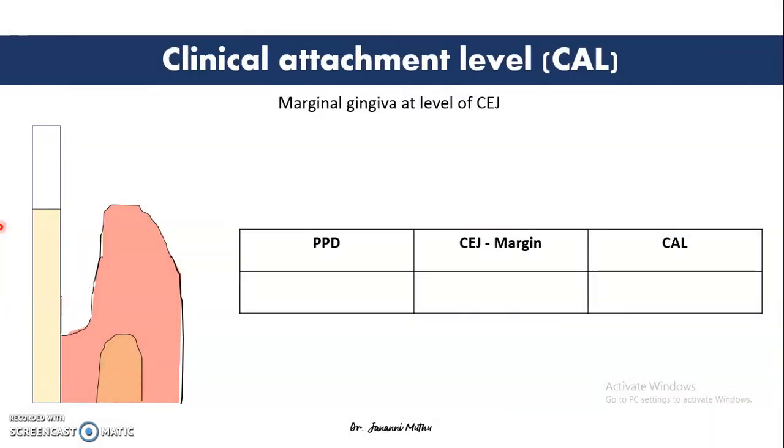Moving on to the 3rd scenario, if the CEJ is at the level of gingival margin. When the marginal gingiva is at the level of CEJ, CAL will be equal to PPD. Let's see how. When measuring the pocket depth, the 5th mm lies against the margin and hence PPD is 5 mm. Now the distance from CEJ to margin, since the marginal gingiva is at the level of CEJ, the value will be 0. Hence, if you either add or subtract, the value is going to be the same.